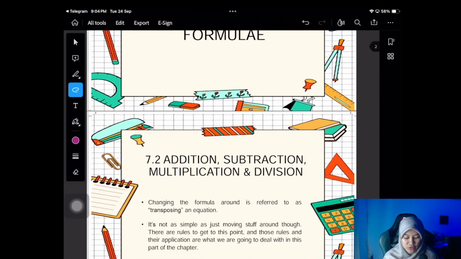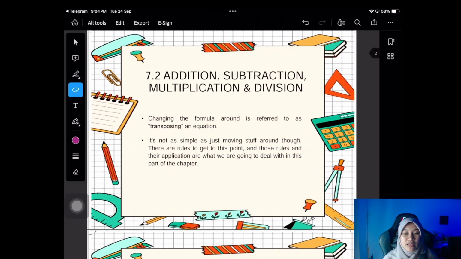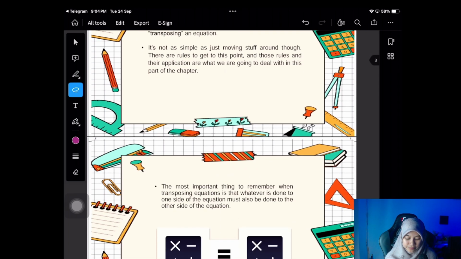So we're going to continue to 7.2, which is about addition, subtraction, multiplication, and division. Changing the formula around is referred to as transposing an equation. It is not as simple as just moving stuff around, though there are rules to get to this point. Those rules and their application are what we are going to deal with in this part of the chapter.